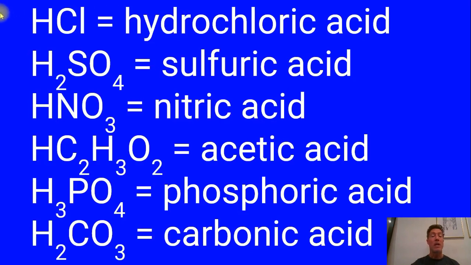Okay, so just a quick review. Here are your 6 acids built out of your polys. Right, this is made out of a chloride. You add a hydrogen, hydrochloric acid. You have a sulfate, add 2 hydrogens, you get sulfuric acid. You have a nitrate, add 1, get nitric. Acetate, add 1, get acetic acid. Phosphate, add 3, get phosphoric acid. Carbonate, add 2, carbonic acid.